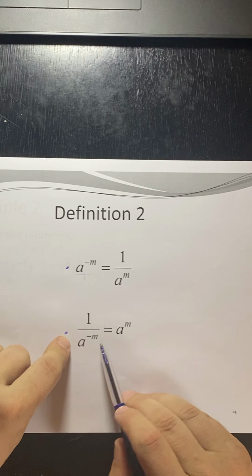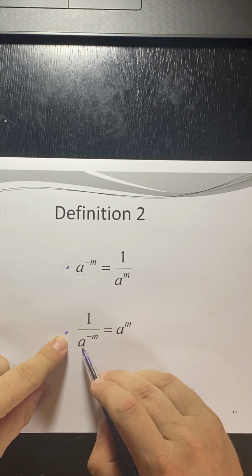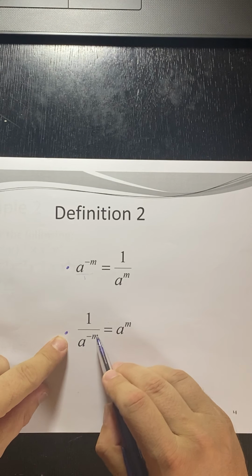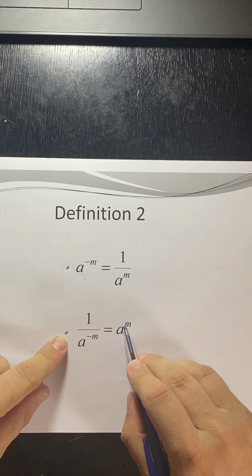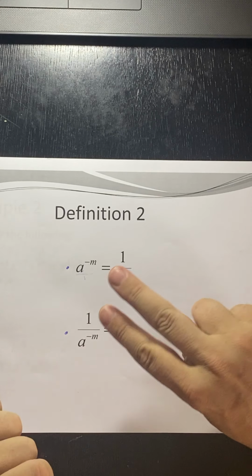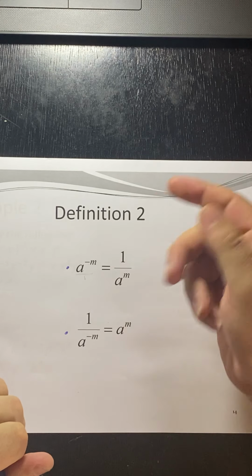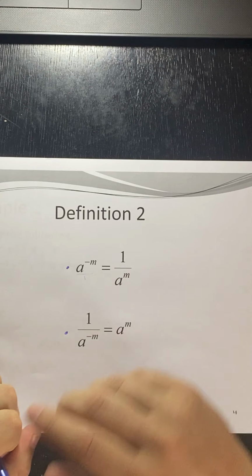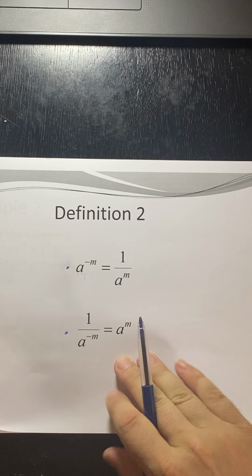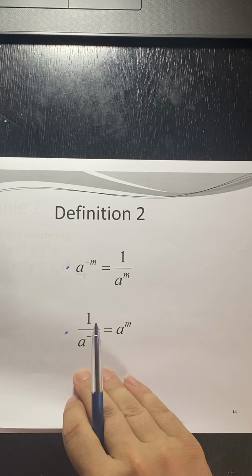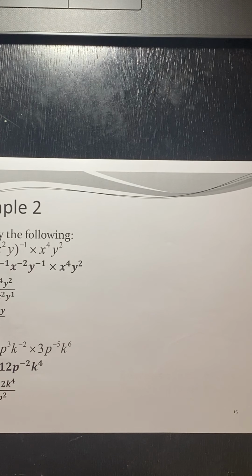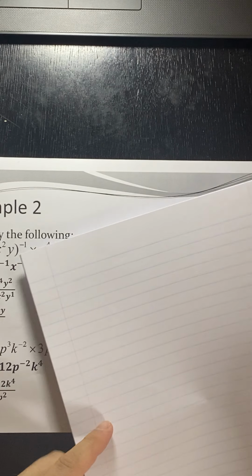Now, likewise for this one here, you've got 1 over a to the minus m. Because this is at the bottom and it's negative, it wants to be at the top and becomes positive. So just remember that the negative wants to be in the opposite place, whether it's up at the top or at the bottom, okay? This is quite important. You guys are going to get plenty of questions on these type of things in tests and exams, okay?